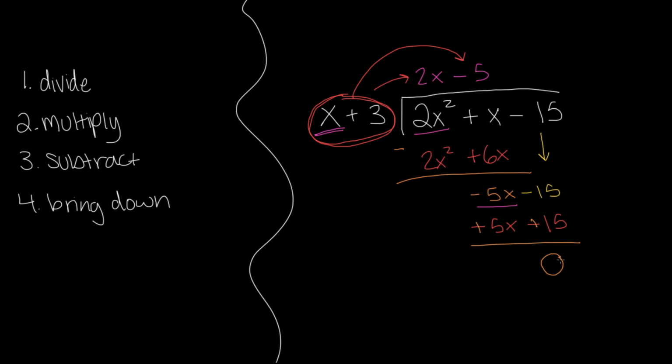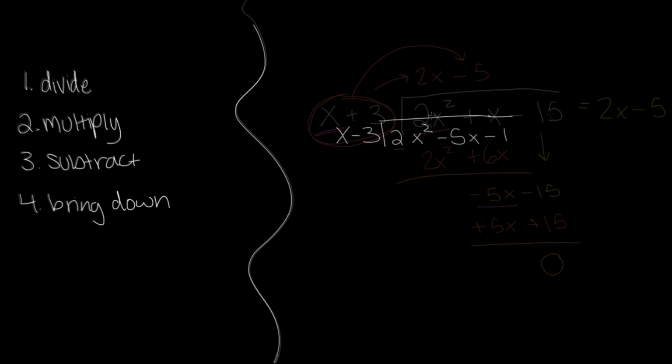So now that we've gotten to 0, we know that there is no remainder, and since there is no term to bring down, we are done. So our final answer is going to be 2x minus 5.